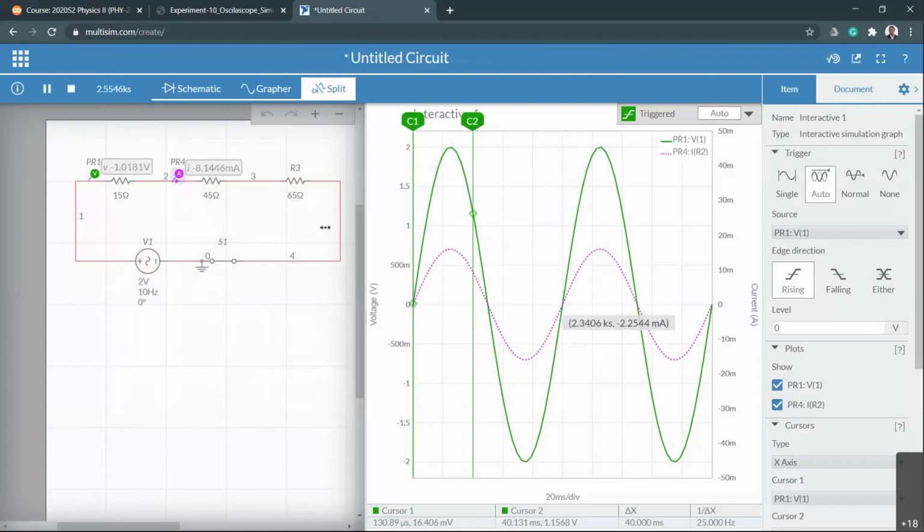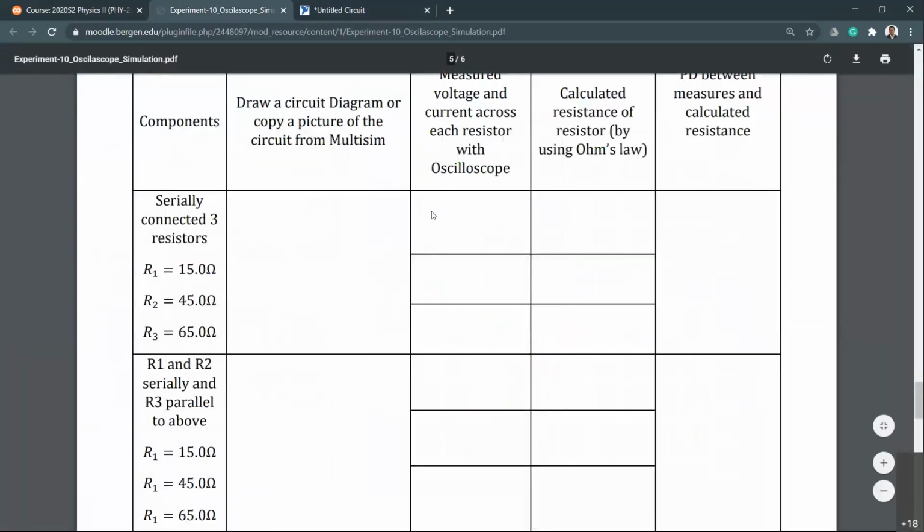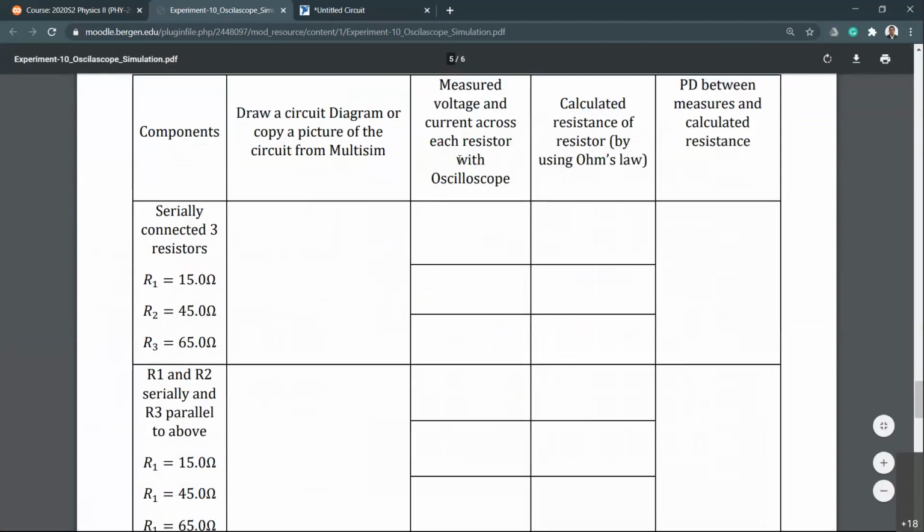Now let's measure. So this one we're not interested in analyzing sine waves or anything. What we're interested in is measuring voltage and current across each resistor, right? You need the circuit diagram again. So copy and paste the circuit diagram into here, a small picture. And then in the third column, you have to measure voltage and current across each resistor. And then you have to calculate the resistance value by using them, okay? Let's do that.